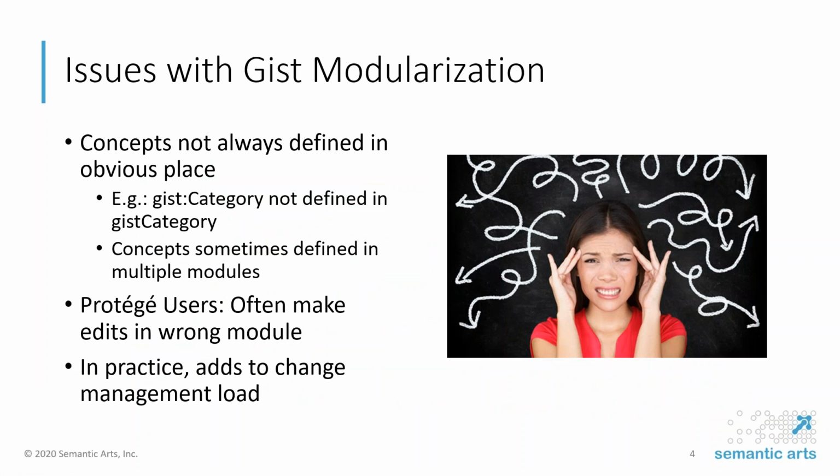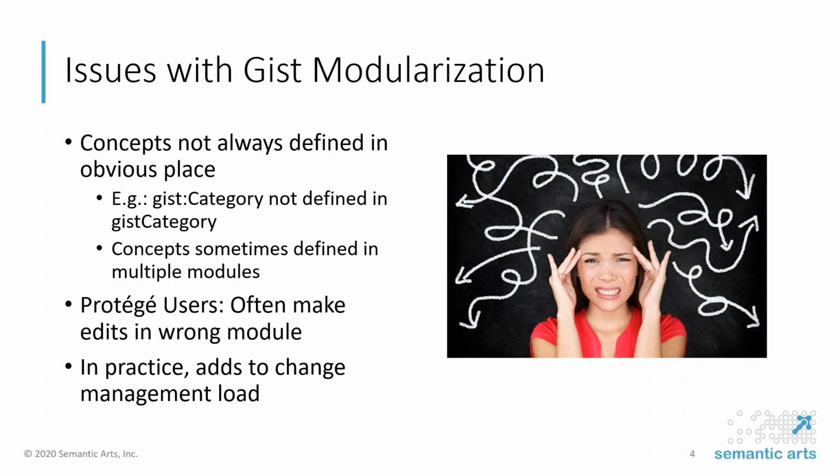We've recently been discussing some of the issues with GIST modularization that we're running into. Semantic Arts has grown in the last couple of years, so we have more and more ontologists working with it internally, and we're together all the time working on projects, so the issues come up. Some of the issues are that concepts are not always defined in the most obvious place. For example, GIST category is not defined in GIST category, it's defined in GIST top, and then further elaborations are done in a module called GIST category. You sometimes find concepts defined in multiple modules.